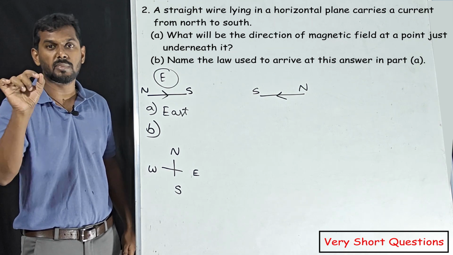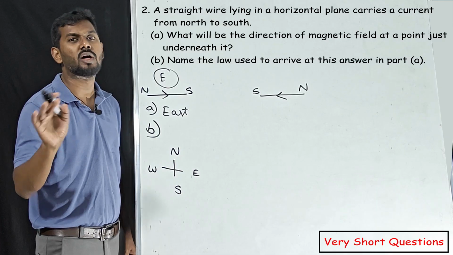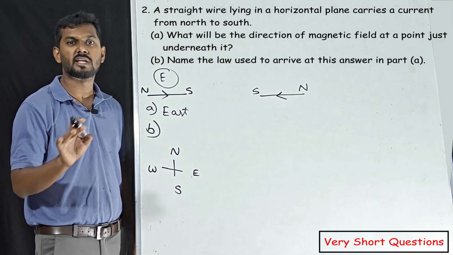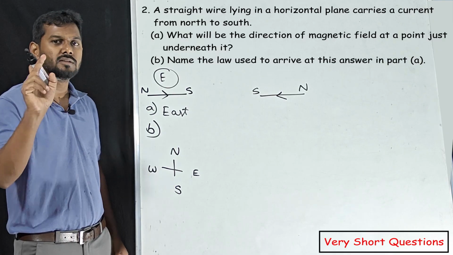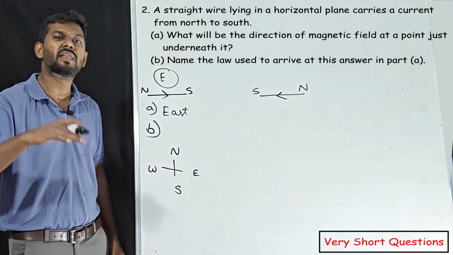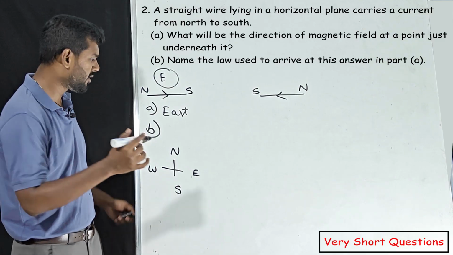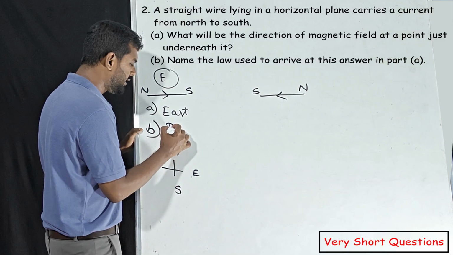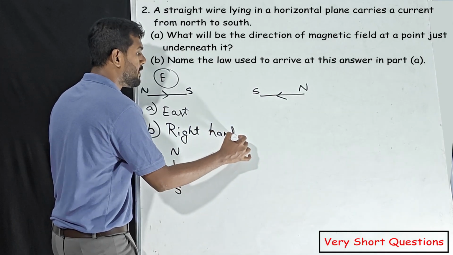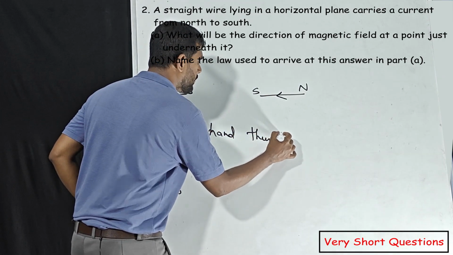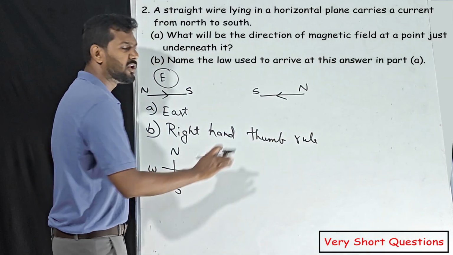The word thumb is very much important. If you just write thumb rule also, they are not going to give marks, because there is no left hand thumb rule. The only rule is right hand thumb rule for now. There are many other names for the same thing, but that is not mentioned in the textbook, so don't worry about it. So it is right hand thumb rule. See, right is also important, thumb is also important.